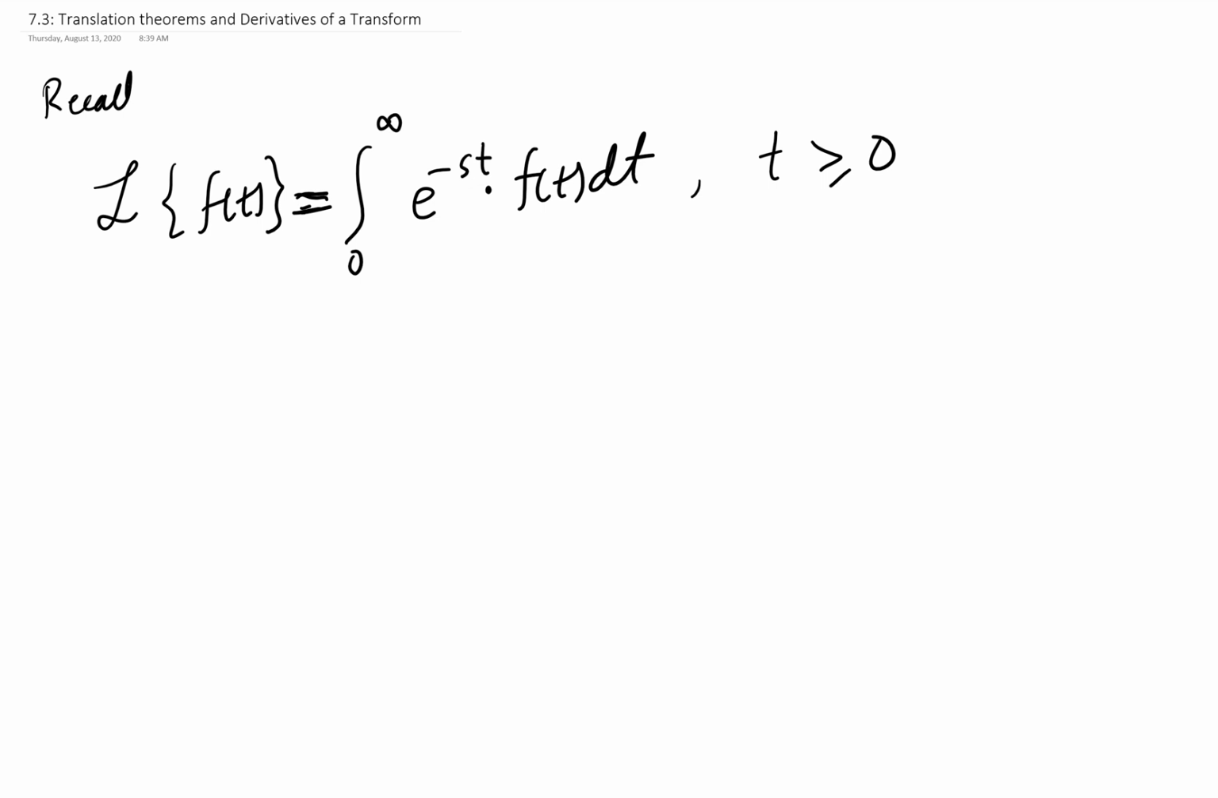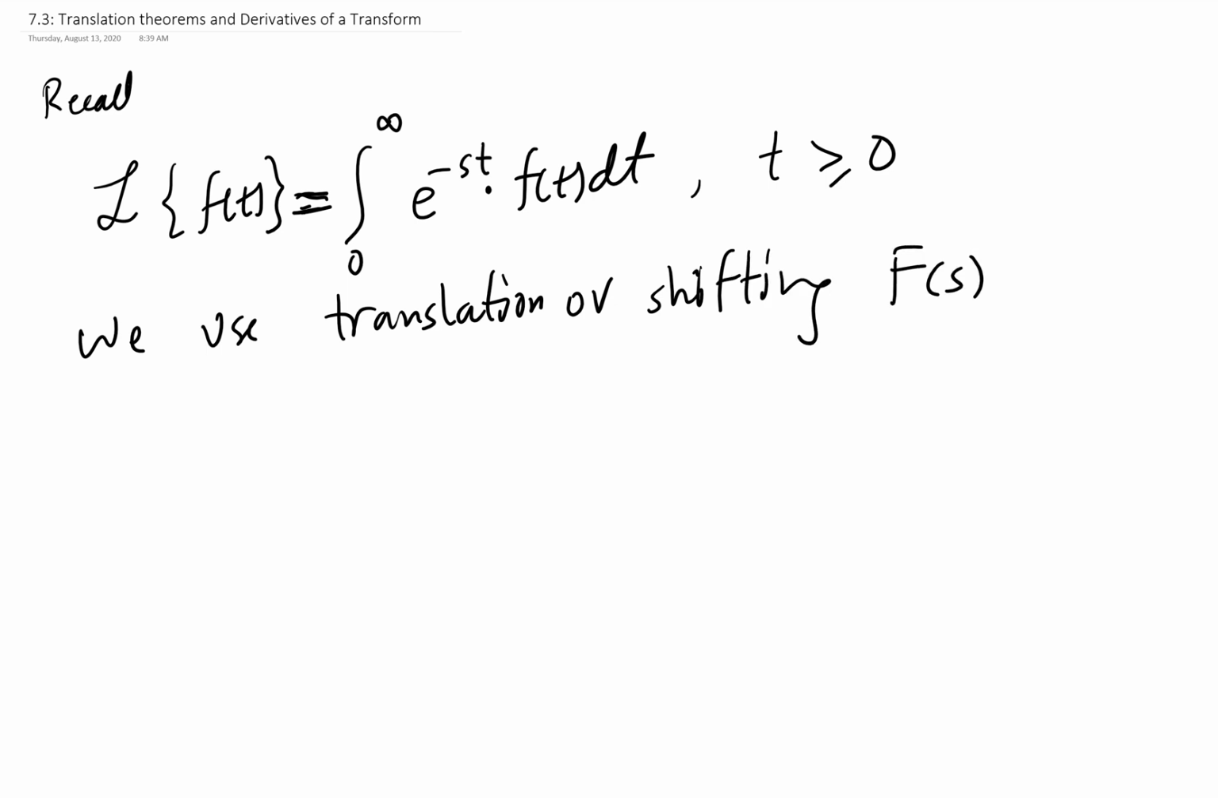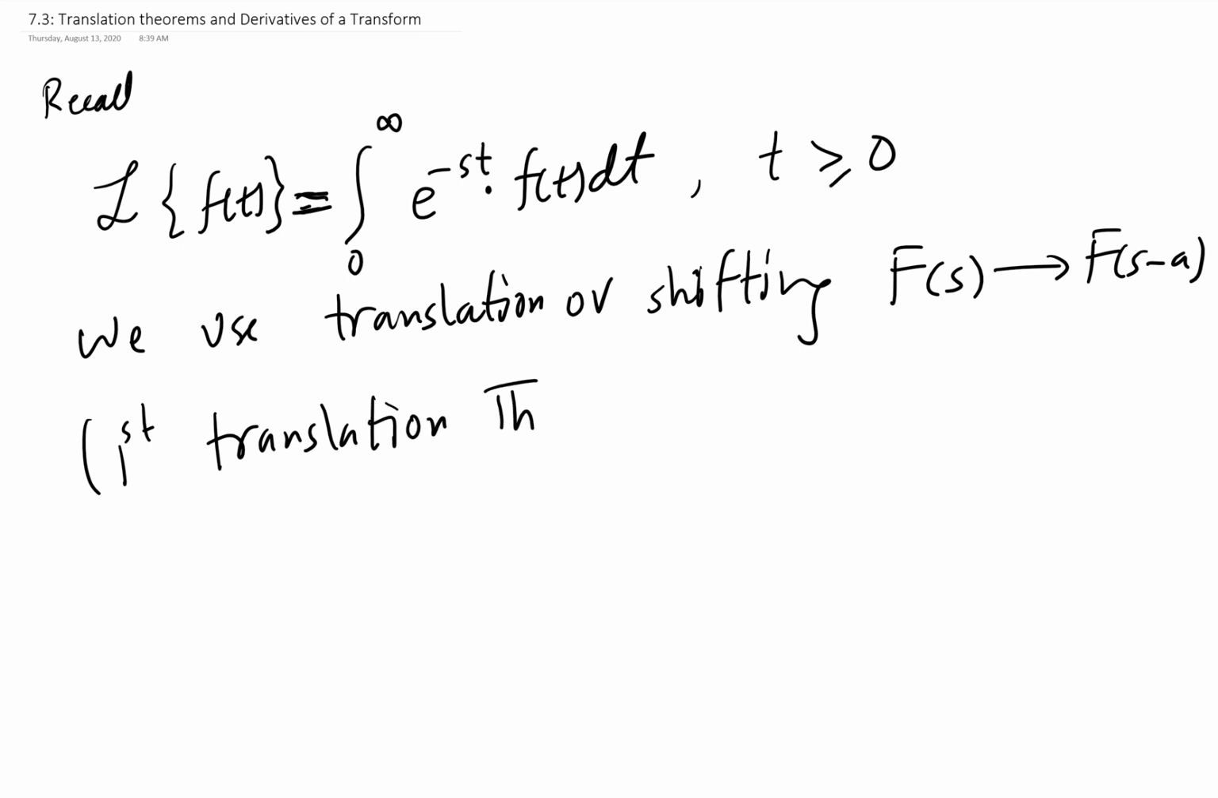To make things easier for us, we use translation or shifting, shifting a function right or left, of F of s, the Laplace transform, using F of s minus a. If a is positive here, then this means you're translating F of s a units to the right side, if you remember that from algebra. This is called the first translation theorem, or first shifting theorem.